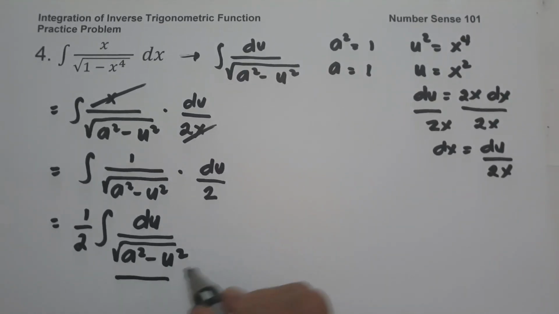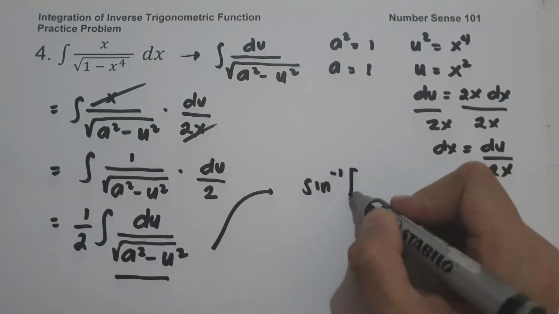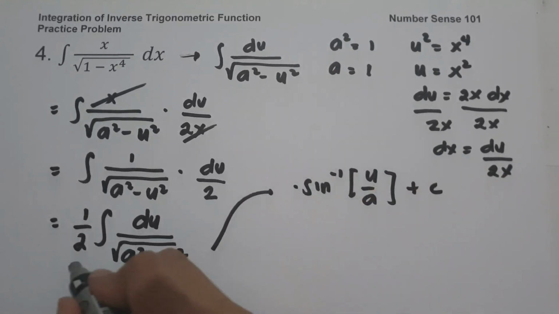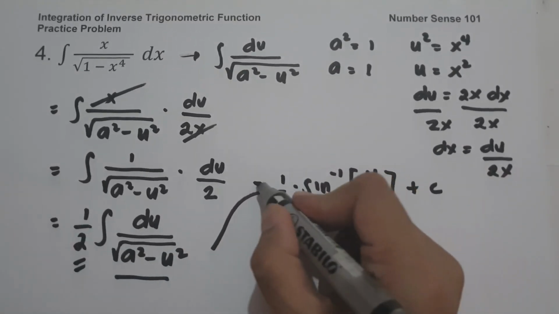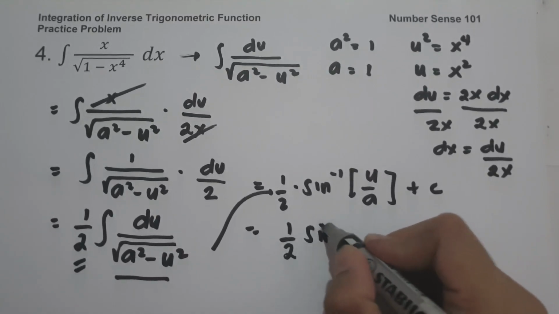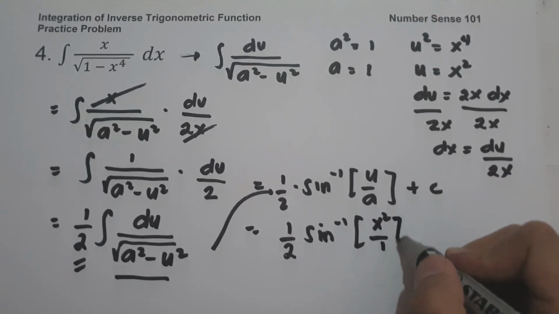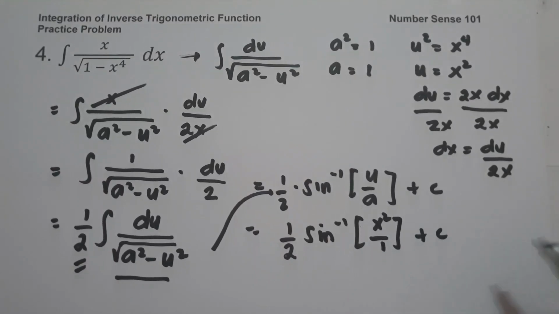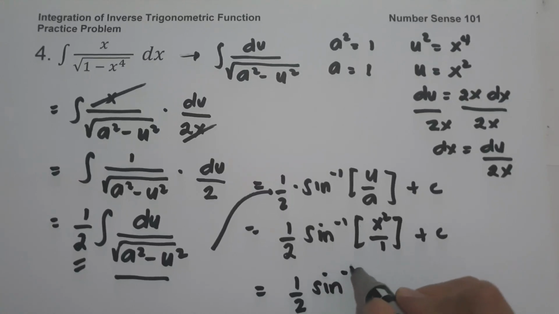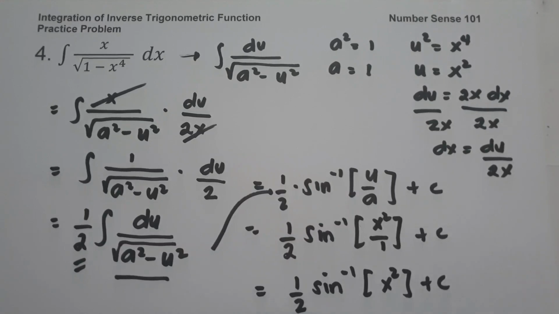So the value of this expression, that is arc sine u over a plus c multiplied by 1/2. So this will be 1/2 arc sine u, that is x squared, a, that is 1, plus c. And to write our final answer, this will be 1/2 arc sine x squared plus c. And this will be our answer.